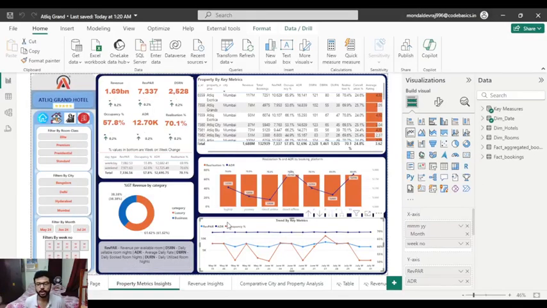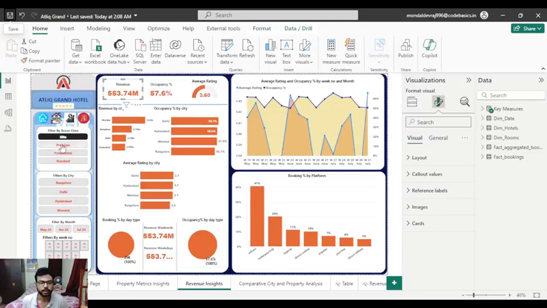Now, coming to the downwards, we can see there is a line chart that represents the trend by key metrics. So basically, this trend by key metrics represents RevPAR, ADR, and occupancy percentage.